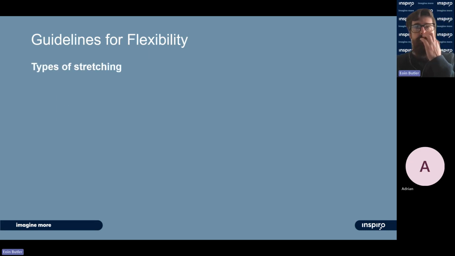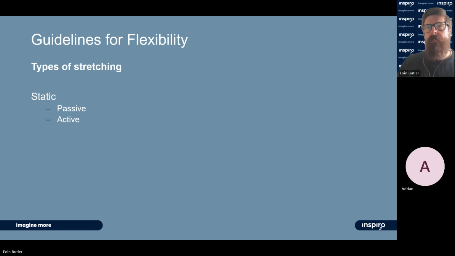So, the different types of stretching that we do. We've got our static stretches, which include passive and active stretches. A passive static stretch is where something else is creating the stretch for us. For example, if I'm going to stretch my hamstring, I place my foot onto a bench and then I lean forwards and stretch out my hamstring. That is a passive stretch because the bench is facilitating the stretch for me. An active hamstring stretch would be where I lift my foot off the bench. So the opposing muscles, my quadriceps and my hip flexors, have to contract to create the stretch. So that's an active stretch.